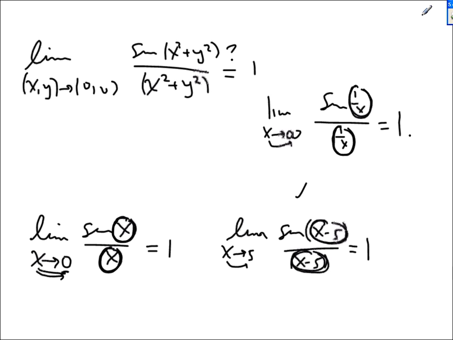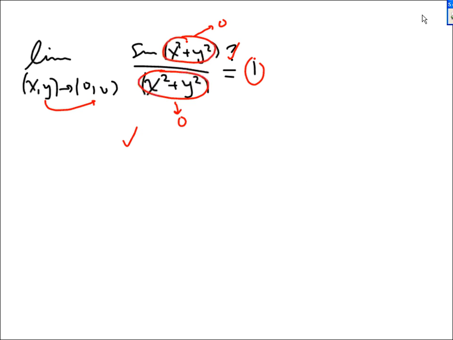For 2 reasons. What I'm taking the sine of and what I'm dividing by are the same. That's the first thing. And as (x,y) goes to (0,0), as x goes to 0 and y goes to 0, these go to 0. That's enough for me. It does equal 1. I think that's the way to do that problem. I think that's a good one.